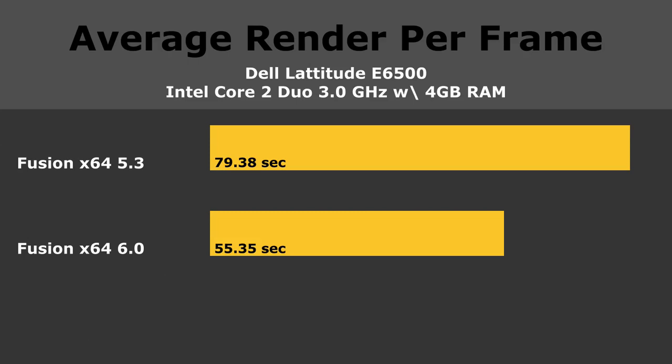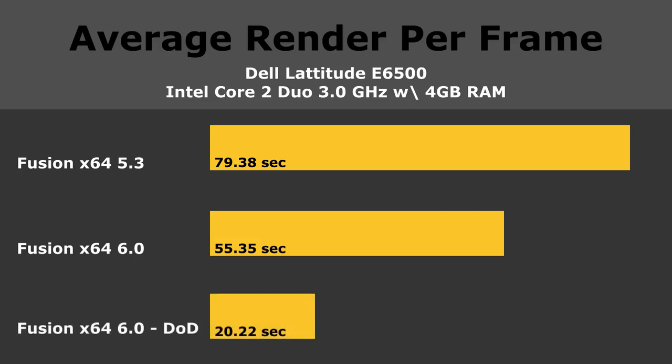A 30% improvement is nothing to sneer at, but when the layers in the composition were modified to take advantage of domain of definition rendering, the average render time per frame dropped to 20.22 seconds per frame. That's an improvement of nearly 400%. Let me show you what I did to achieve that result.